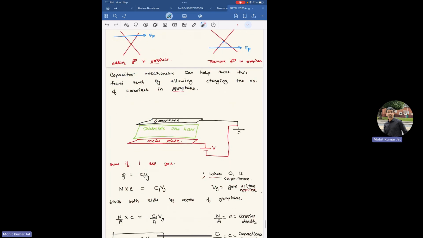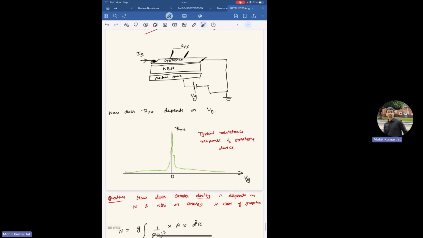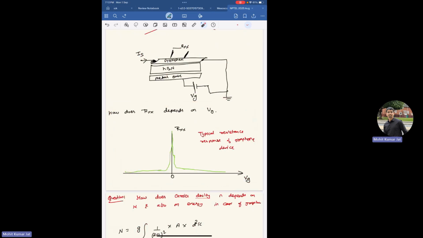And this you do by using a capacitor dielectric in between a metal plate and the graphene. You ground the graphene and you apply potential on the metal plate. That essentially allows you to tune your carrier density in the system. Then we also looked at what the resistance response of these graphene devices looks like. Why does the resistance peak near the charge neutrality point, or the Dirac point?